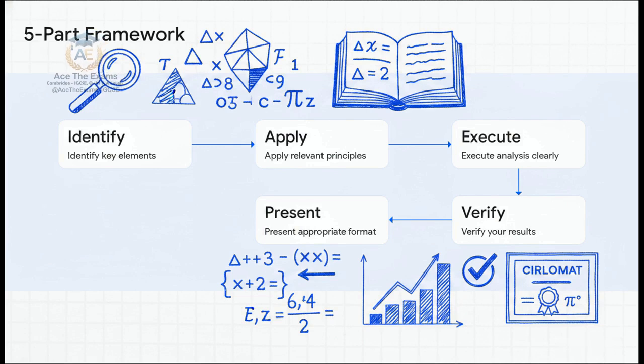Now, you might have heard of the PEEL framework used in essay subjects like history or English, right? Point, evidence, explanation, link. Well, this is that exact same concept, but specifically adapted for the analytical depth required in Cambridge mathematics. Let's break it down.